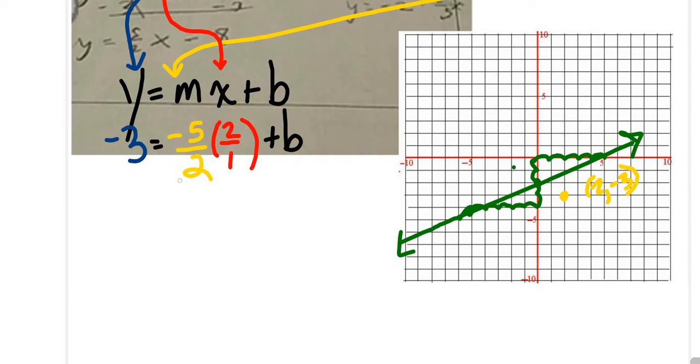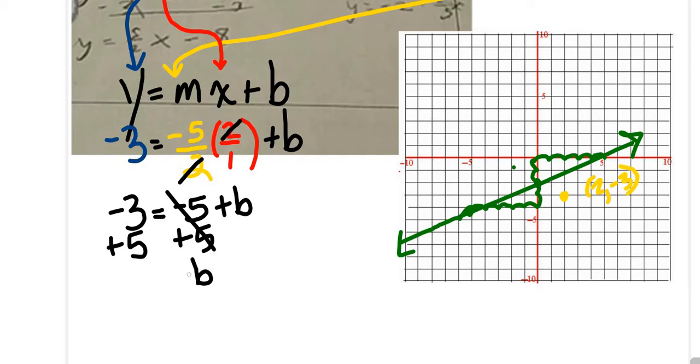All right, these two cancel. So I end up with -3 equals -5 plus b. B equals -2. Oh, +2, excuse me, that 5 is bigger. +2. So your secondary line is going to be y equals -5 over 2 x plus 2. Let's graph that and see if it actually works.